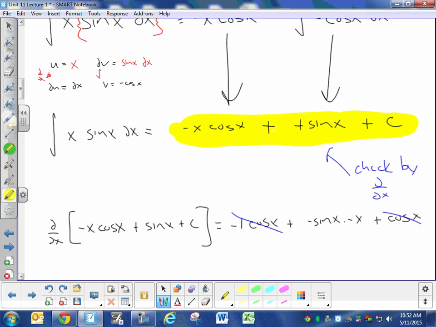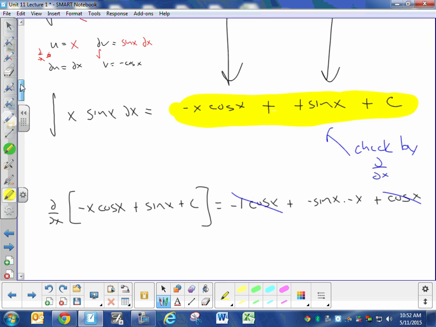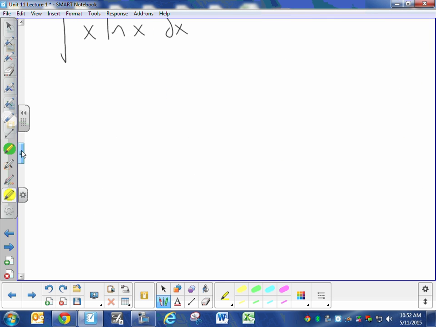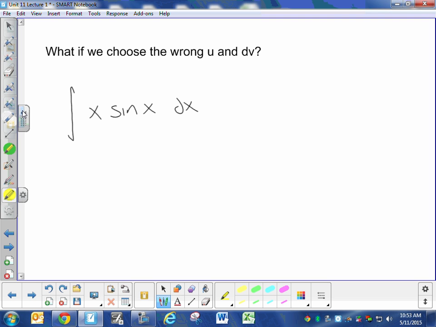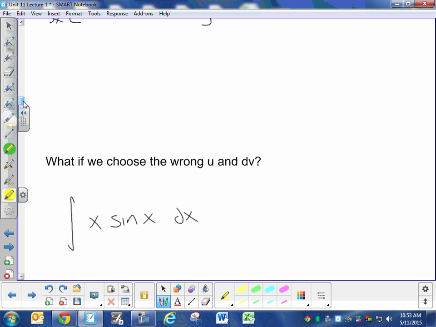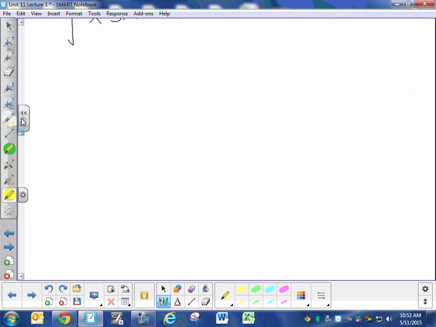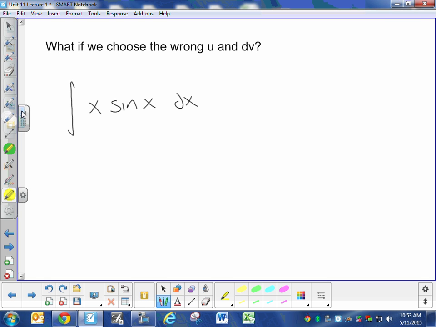Well, this brings us to an antiderivative that we don't know how to do yet. Actually, before we get there, the logical question is, how do I know what u and dv is? In the first problem, the first time I attempted this, I said u is equal to x and dv was equal to sine x dx.